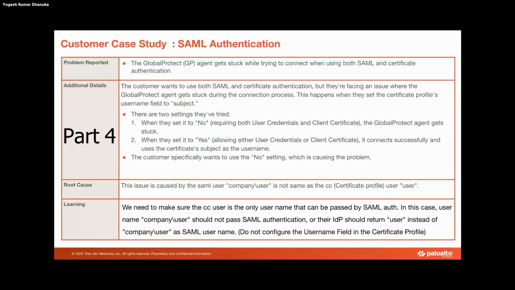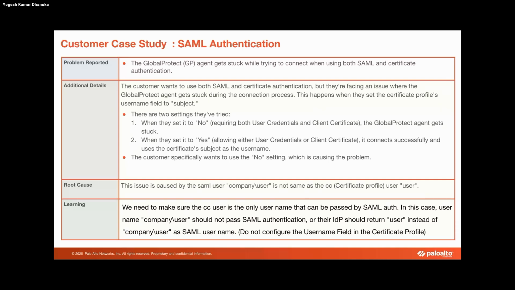Let's talk about a scenario where the GP agent is unable to connect when the authentication method is using both SAML and certificate authentication. The requirement there is that the certificate and SAML authentication both should be used. When it is set to yes, which means you can either use SAML or user credentials or a client certificate, the GP connects.